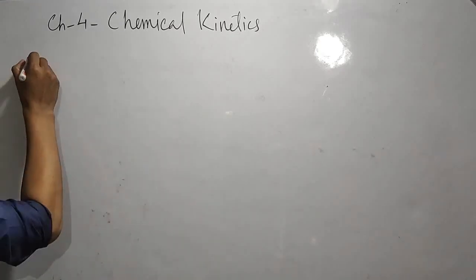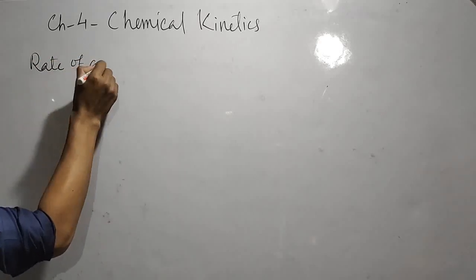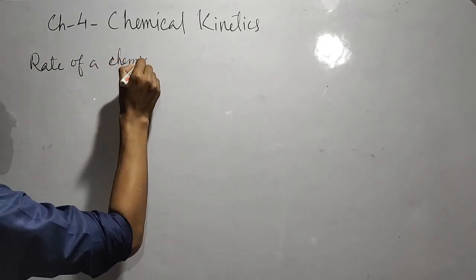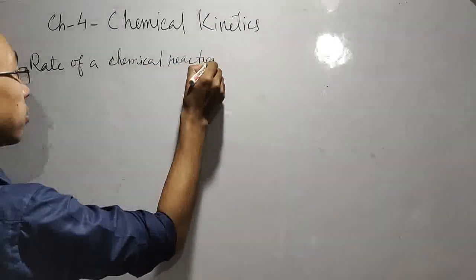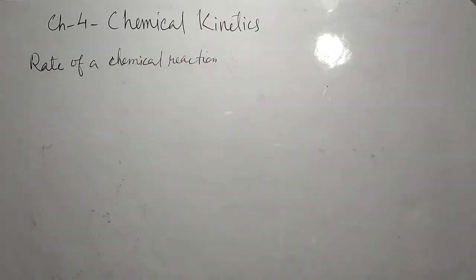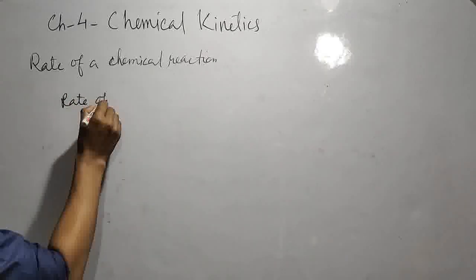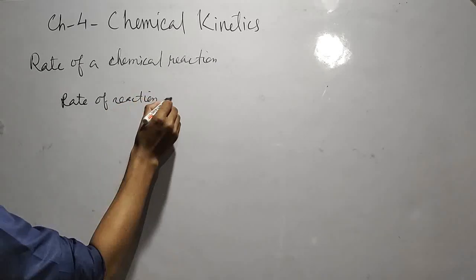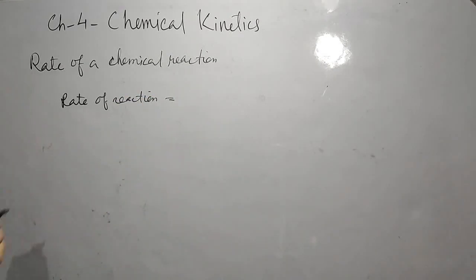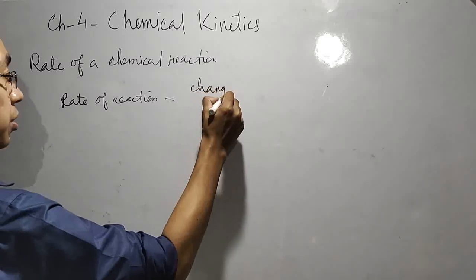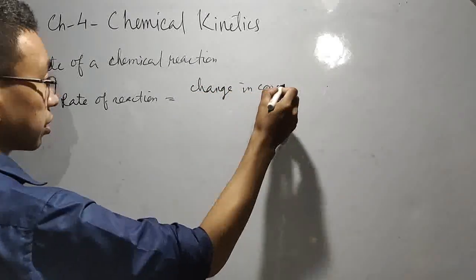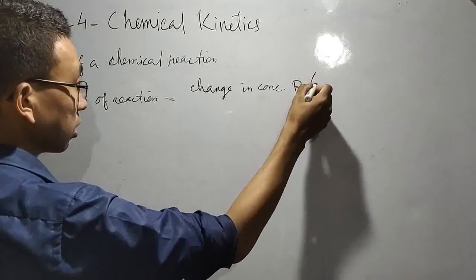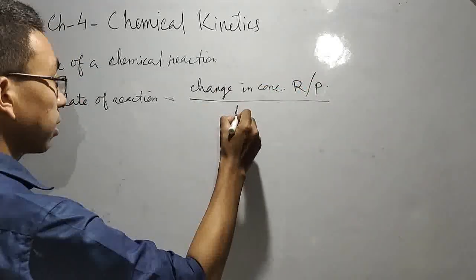The next one is rate of a reaction. Rate of a chemical reaction can be defined as the change in the species, either reactant or product, per unit time. Now we write: rate of reaction is given by the change in concentration, either of the concentration of reactant or concentration of product, divided by time.